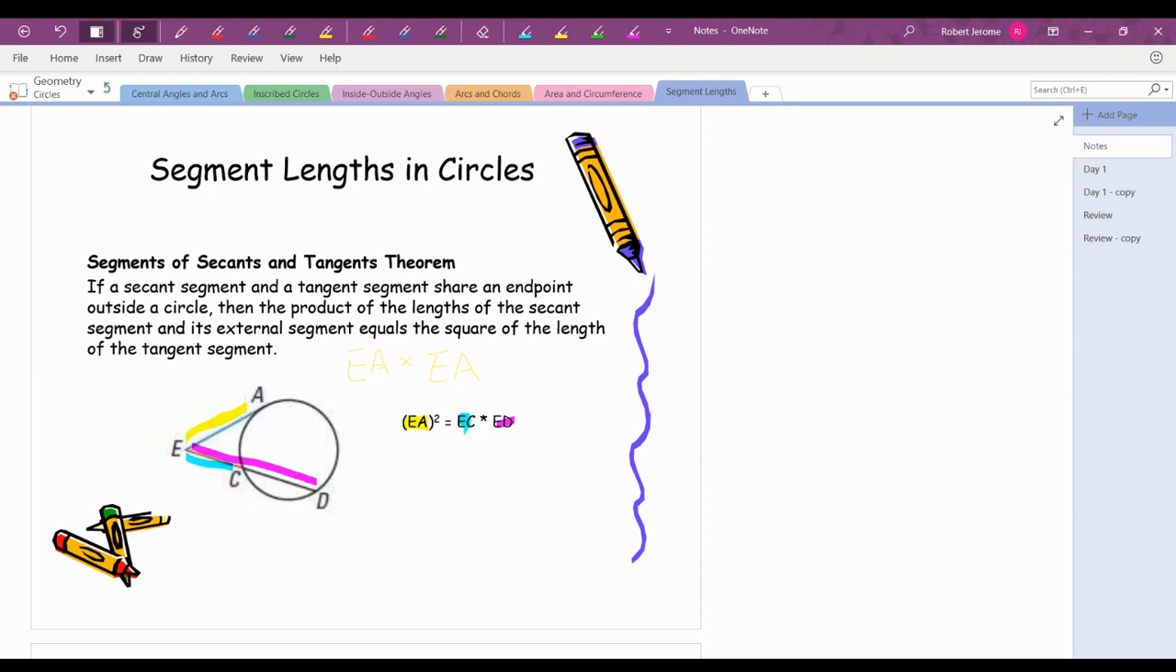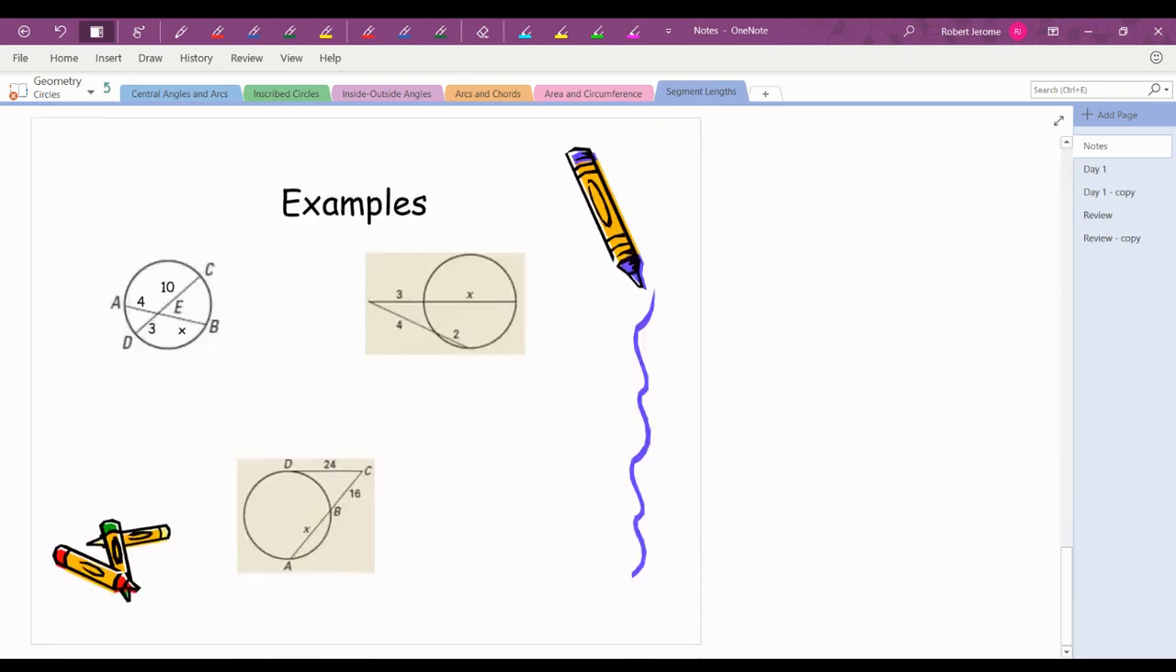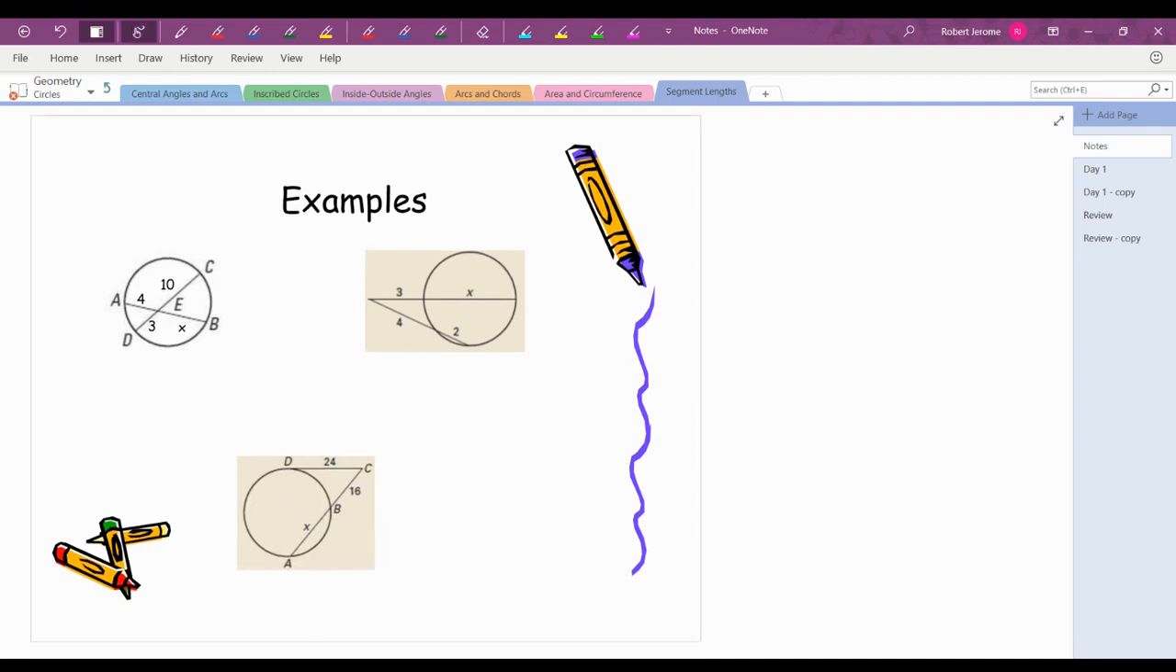That's it. Okay, and that's as extensive as these examples are. So let's just try a few and see where we stand here. In our first problem right here, we have chords. So we're going to do the part of the chord times the other part. So for example, we're going to say 4 times x, and that equals 3 times 10. And of course, we're going to solve for x from there. And I'm going to leave that for you.